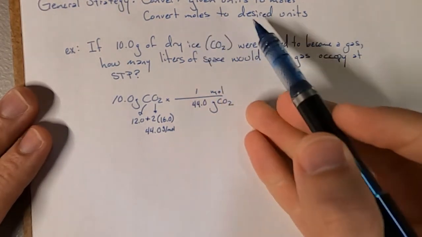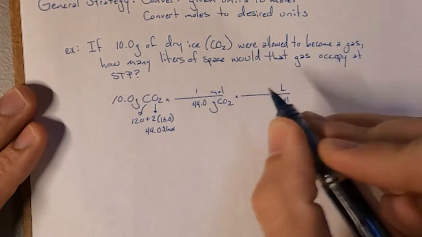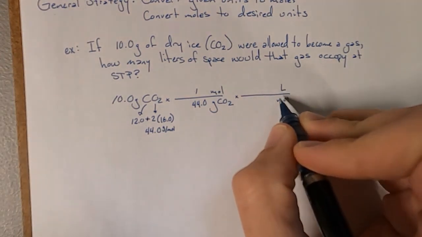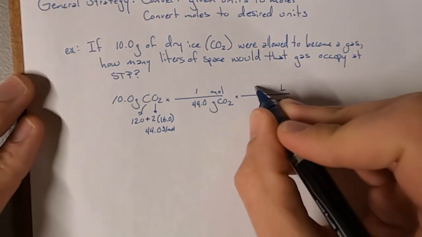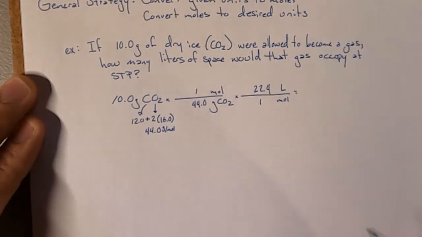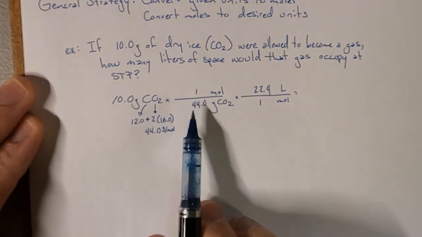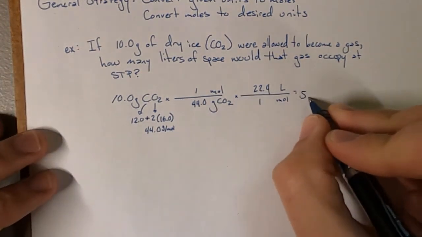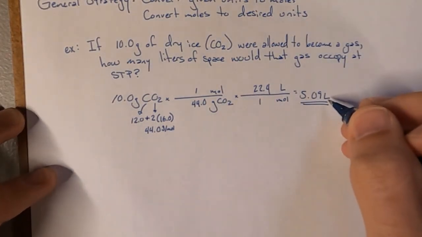Our next step is to convert moles to our desired units. In this case, our desired units are liters. Moles will go on the bottom as a unit to cancel out, and we would be left with liters. The relationship between moles and liters of a gas at standard temperature and pressure is that 1 mole is 22.4 liters. This is set up now, and our units cancel out correctly, and the way to calculate this would be 10 times 1 divided by 44 times 22.4 divided by 1. And we get an answer of 5.09 liters of space.